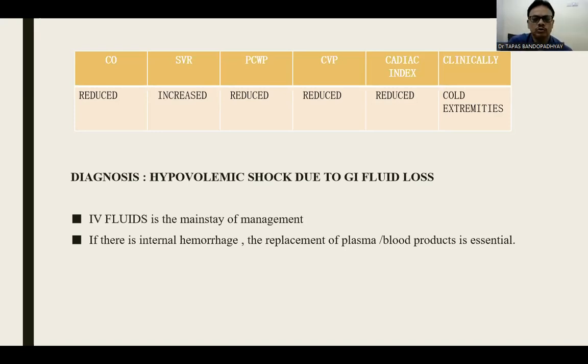And the treatment of choice, you can easily understand that there is fluid loss, so you have to replace fluid. And sometimes where there is internal hemorrhage due to other setting, where there is hypovolemic shock due to blood loss, you need to replace fluid by giving plasma or blood products as essential.